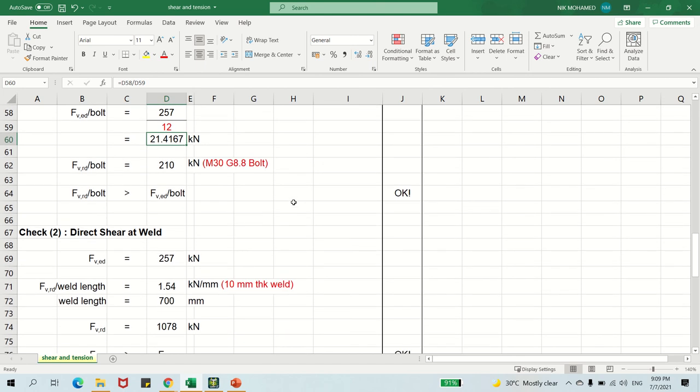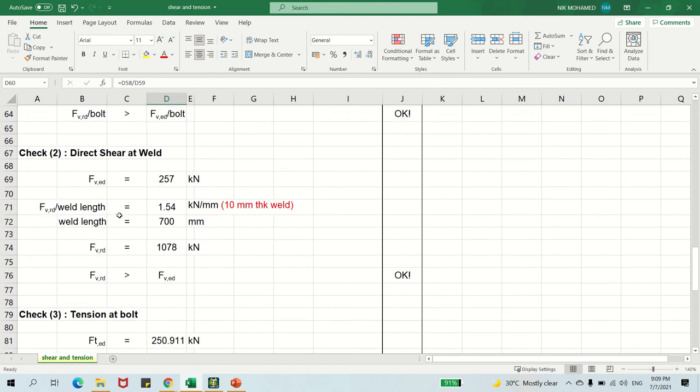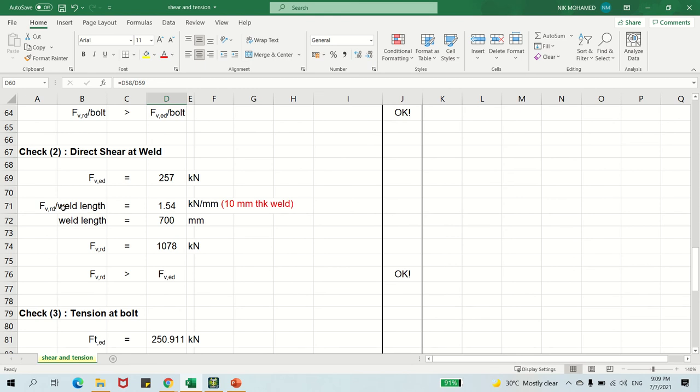Dan kemudian kita pergi kepada check number 2, which is direct shear at the weld. Okay. So the first is kita kena tahu berapakah nilai direct shear over weld length. So nilai ini saya rujuk di dalam table juga. Tuan-tuan boleh lihatlah dalam table rujukan tuan masing-masing. Kalau tuan guna BS, BS lah. Kalau tuan guna Eurocode, Eurocode lah. Okay, so nilainya adalah 1.54 kilonewton per millimeter. Ini adalah bagi 10mm thick weld.